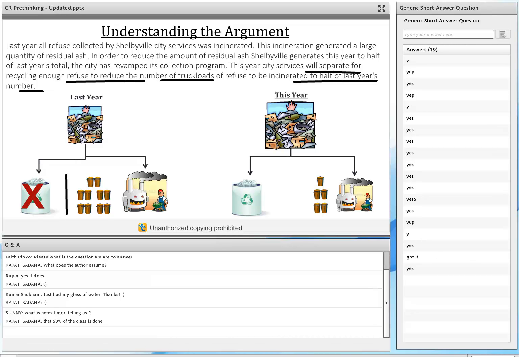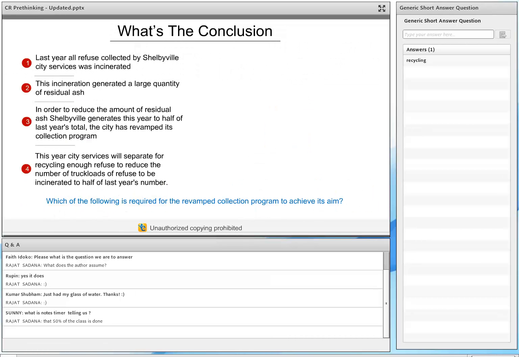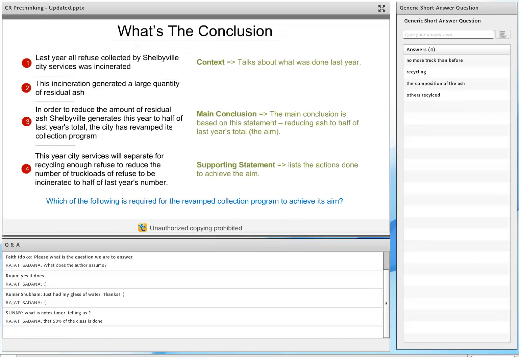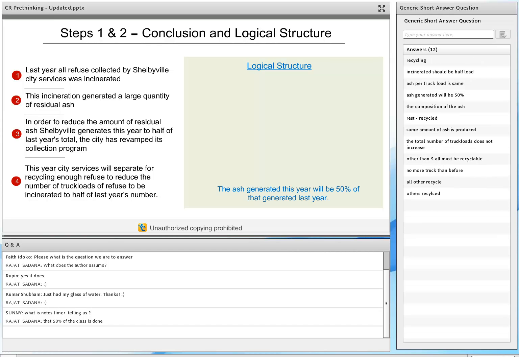So if we are only going to send half as many truckloads for incineration, then what's the only condition that needs to be true? If I'm only going to send half as many truckloads, what's the only must-be-true condition? That the amount of ash created per truckload is not the same.